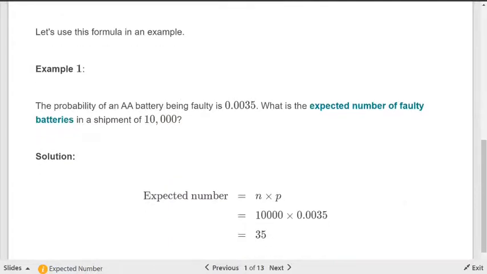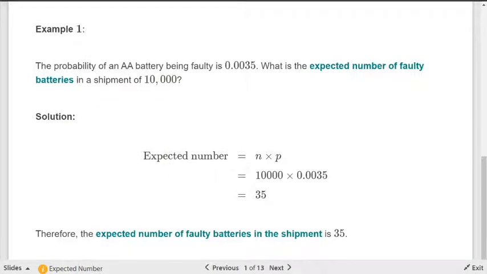So let's look at an example really quickly. The probability of a AA battery being faulty is 0.0035. What is the expected number of faulty batteries in a shipment of 10,000? So how many batteries am I testing?